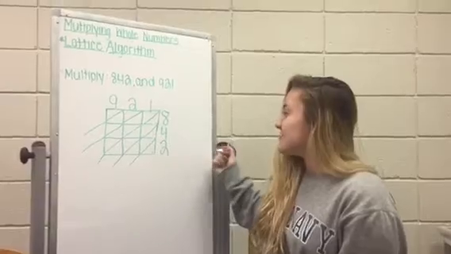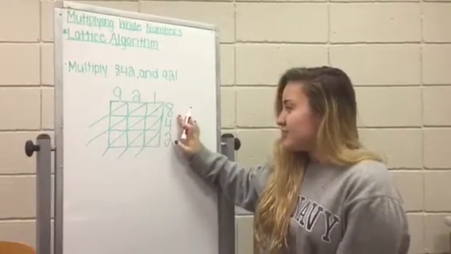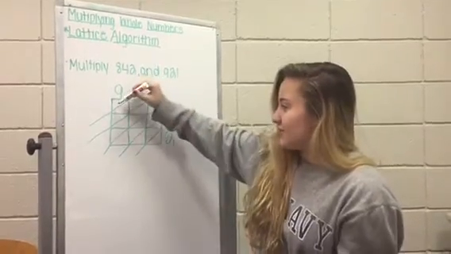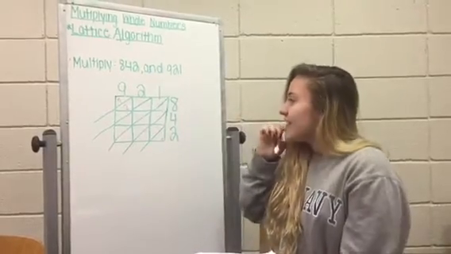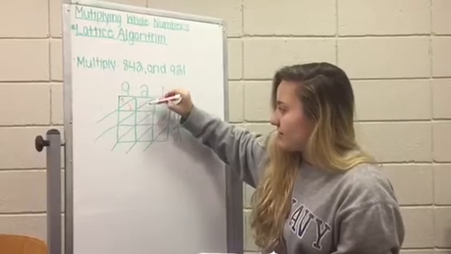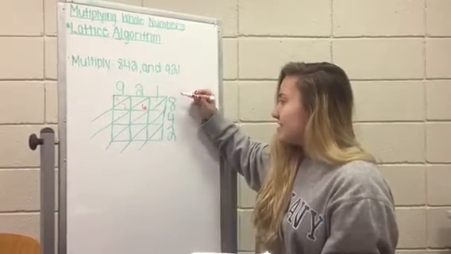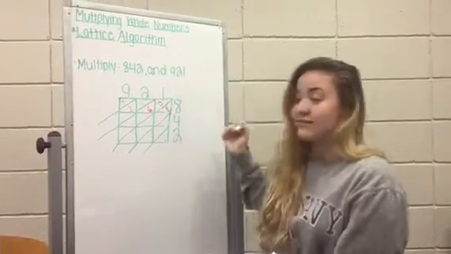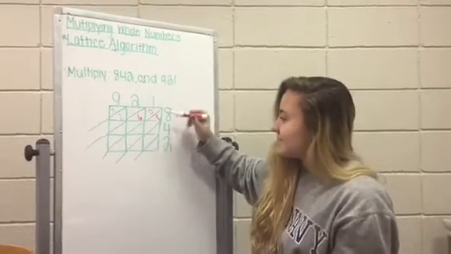Next step you want to do is you're going to start cross multiplying, starting with the 9 and the 8. So you're going to take 9 multiplied by 8, which is 72. You're going to put the 7 in the top box and the 2 in the bottom. Then you go on to 8 and 2, which is 16, the 1 and the 6. 8 times 1 is 8. So you're going to put a 0 in the top box and the 8 in the bottom because it's a single digit number. Next you go to 9 and 4, which is 36.